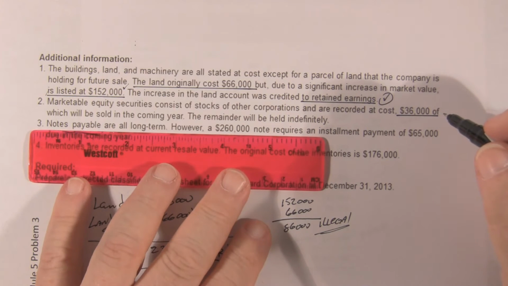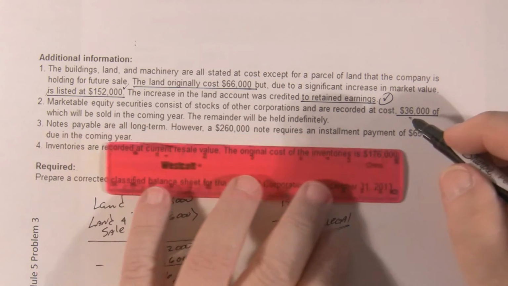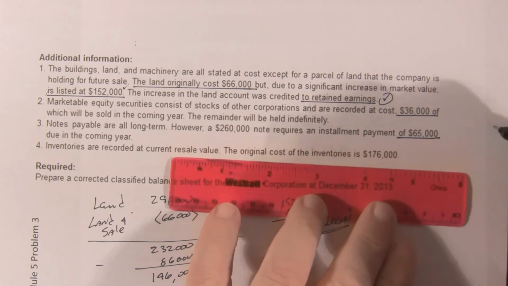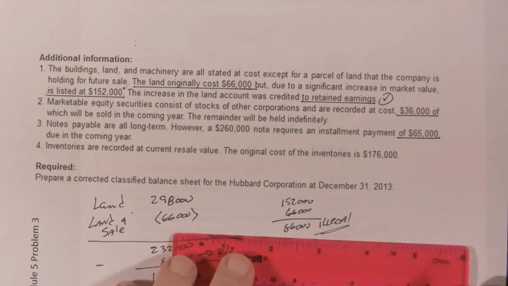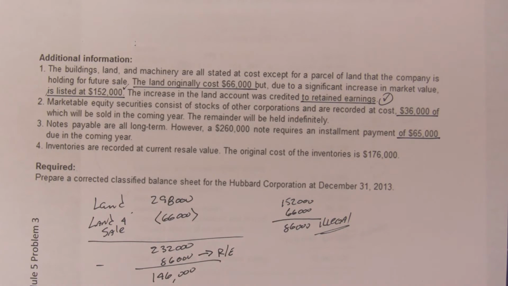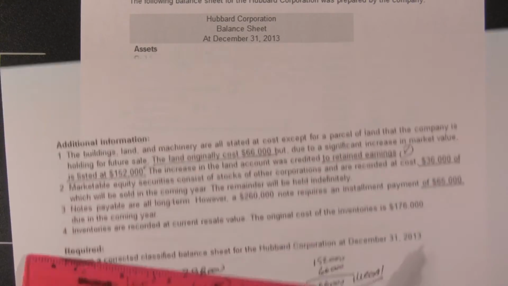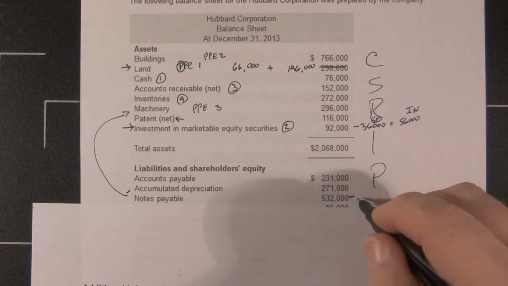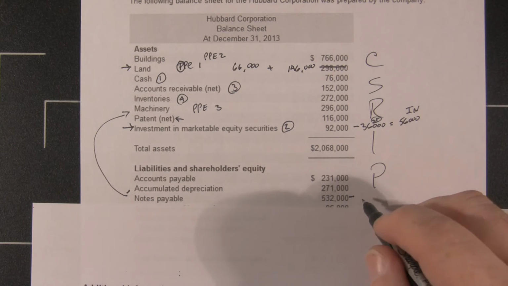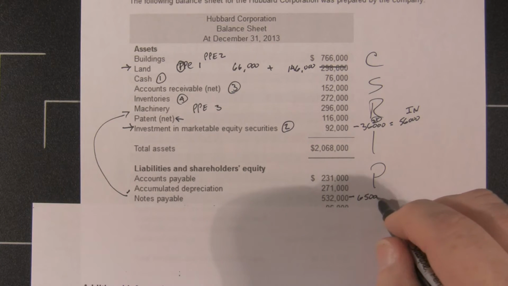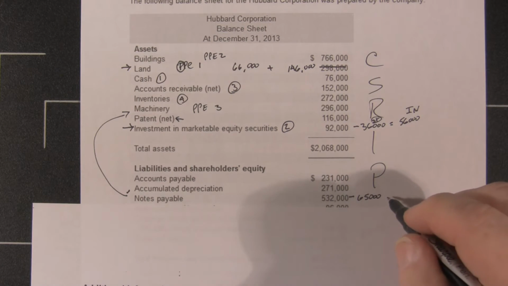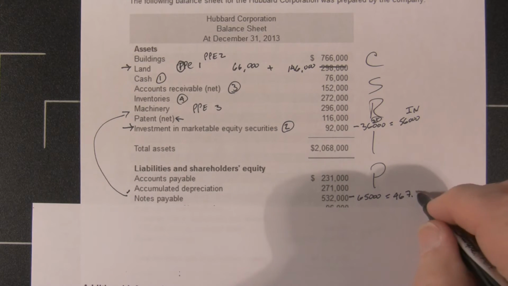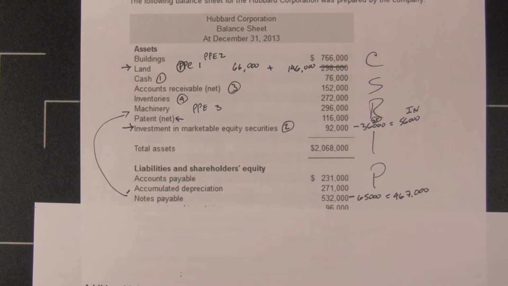The notes are all long term. However, one note has a $65,000 payment due. So our notes payable, when we look at that, are $532,000. $532,000 minus the 65 that's got to be short-term or current liabilities makes the long-term notes 467. We need that piece.